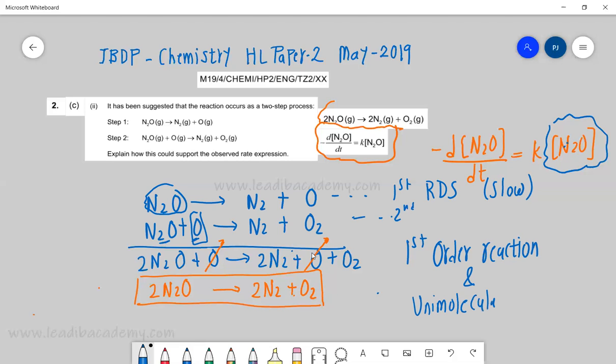First order, the reason being that the power is 1. And only N2O concentration is playing a role, even though it is a two-step mechanism, but only the first step is playing a role. So that means the second step is fast. Very, very straightforward.